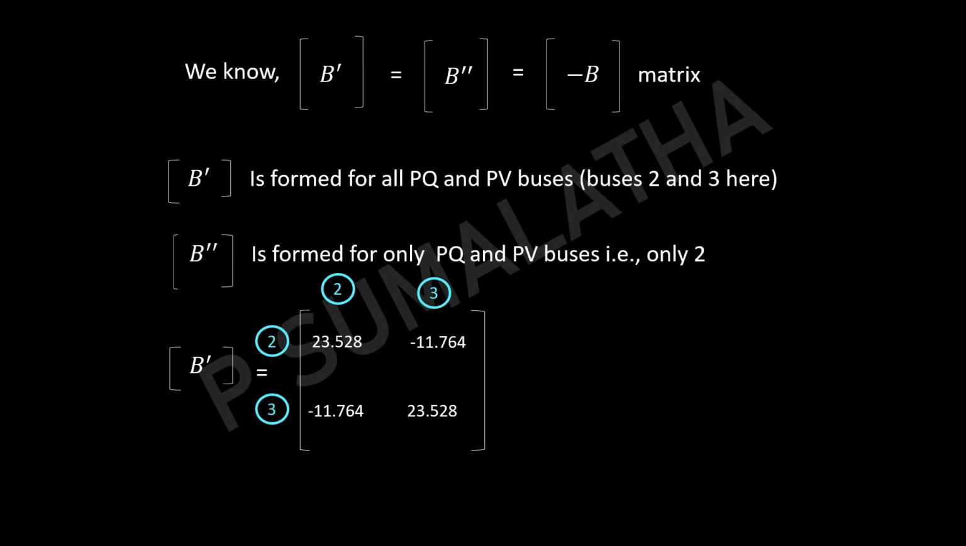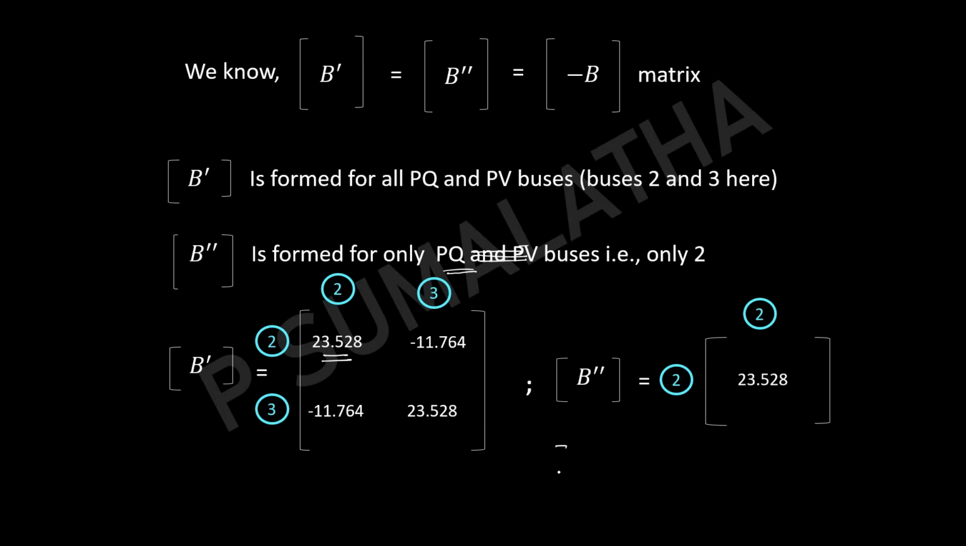Similarly, we are going to form the B double prime matrix also. The B double prime matrix will be formed only for the PQ buses. So that is second bus and second bus. You will be taking only the B22 value. Already here we have the B22 value, that is 23.528. So that's it. We got the two matrices, B prime and B double prime.